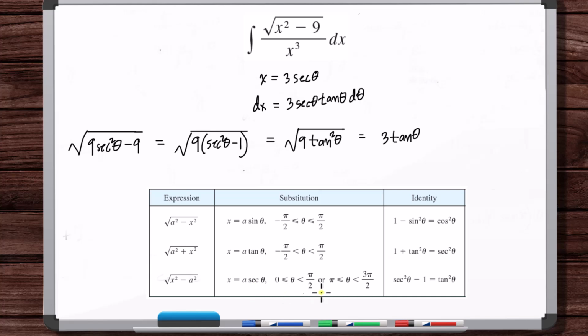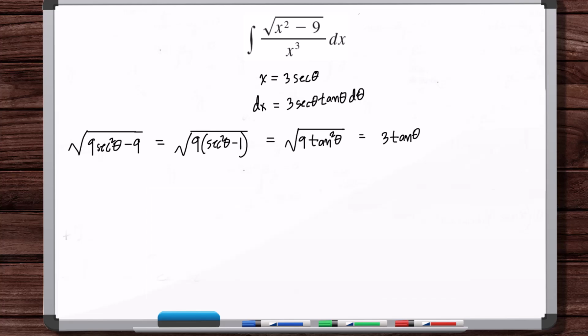And so here, the theta is restricted to 0 to pi over 2 or pi to 3 pi over 2. And in those intervals, tangent theta is always positive. So we just have 3 tangent theta. And so there you go. With this substitution, we've gotten rid of the square root, and it's just this simple single trig function. All right. So now, making the substitution, x cubed.